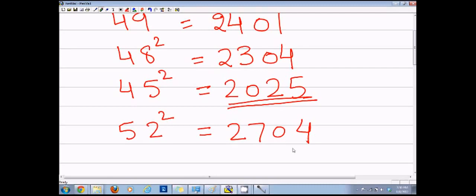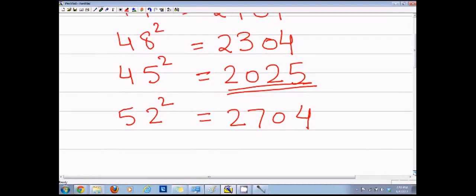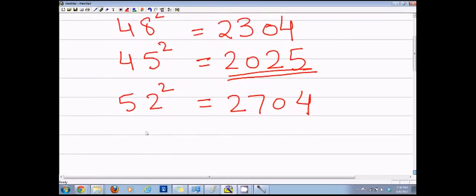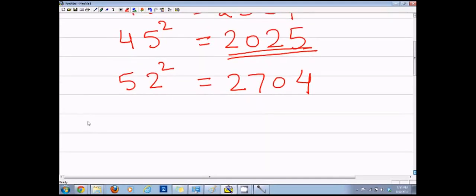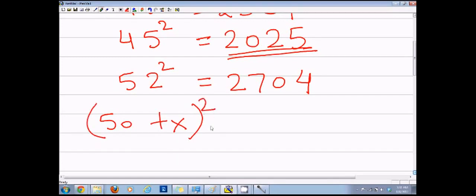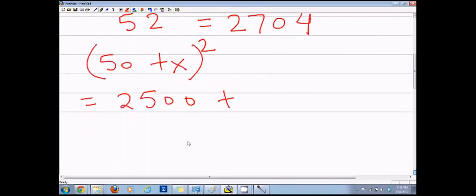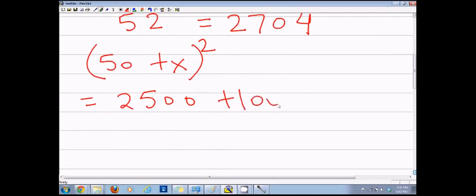So let's look at the proof. This is not a magic, so I can show you how I come up with this trick. So let's, for example, say I have a number which is close to 50, so we have 50 plus x and we take the square. So 50 plus x square will be equal to 2500 plus 100x plus x square.